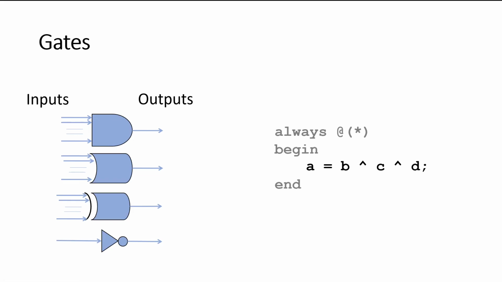A NOT gate flips input, that is, it outputs 0 if input is 1 and outputs 1 if input is 0.